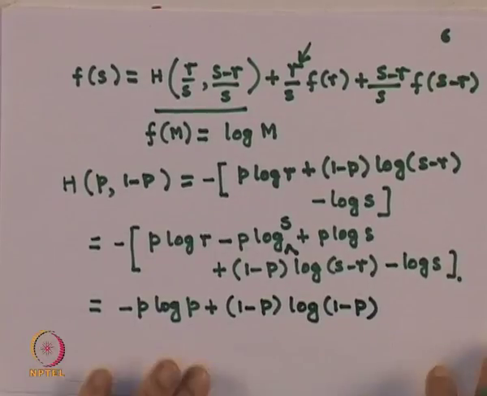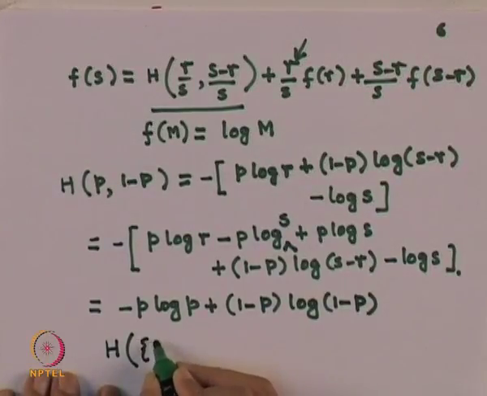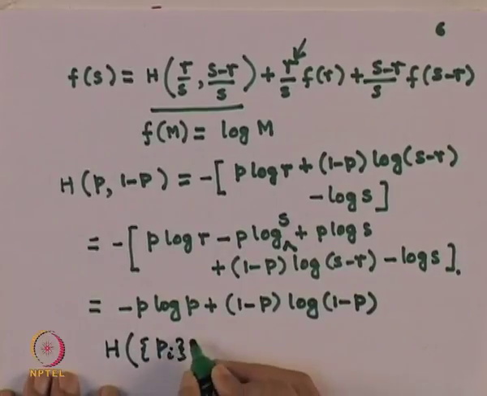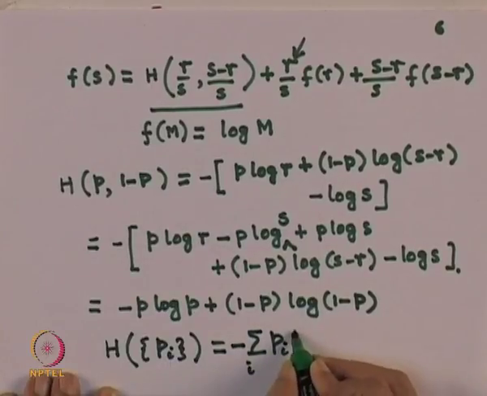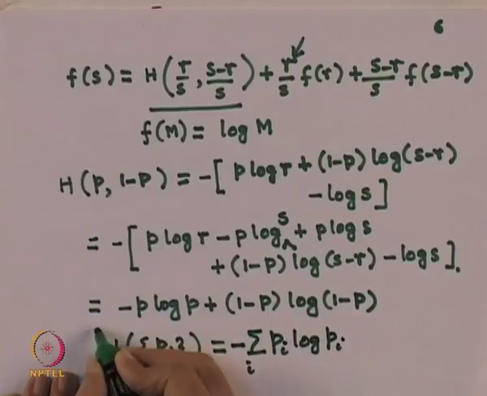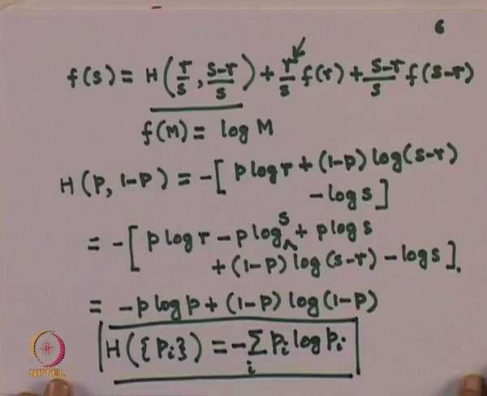So this is my expression for H of P, 1 minus P. Now if I had more events, then it is readily identified. We say H, supposing I am talking about a collection of probabilities Pi, is simply equal to minus sum over i Pi log Pi. So this is my measure of the information uncertainty. Look at some simple ideas.